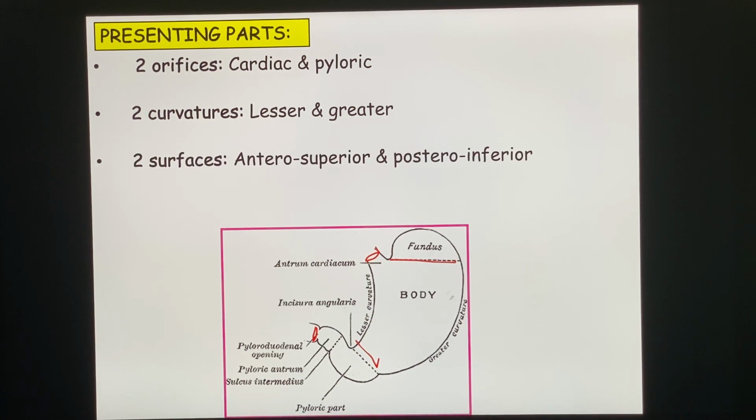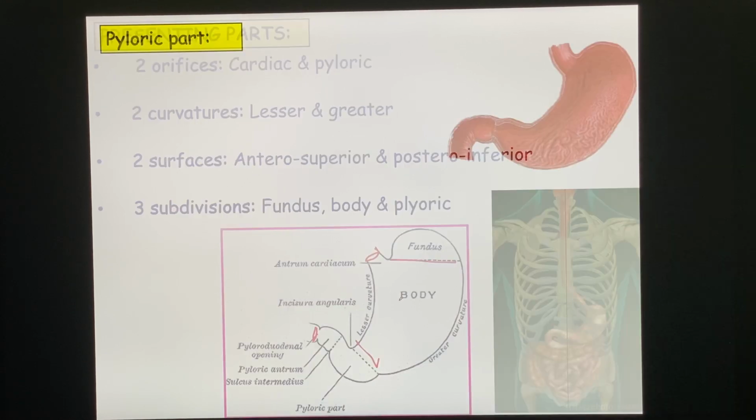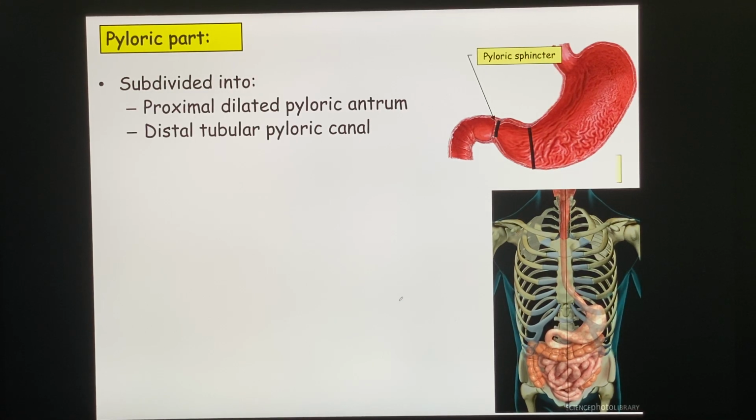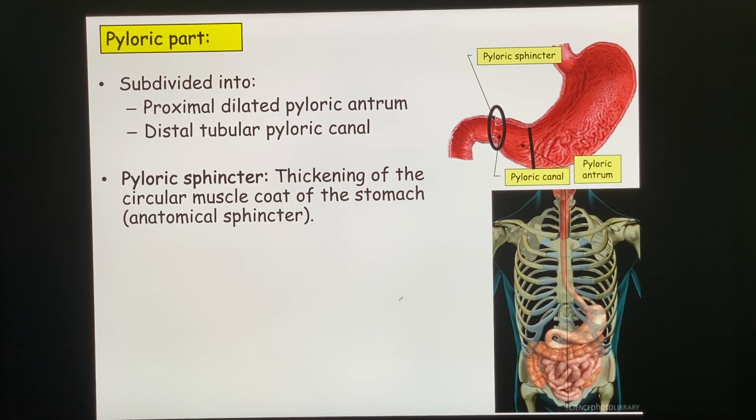Two surfaces: this part we call the anterior superior surface, which is actually related to the anterior abdominal wall and a few of the viscera, and then the posterior surface, or the posterior inferior surface. Subdivisions we already mentioned, so you don't need to know more about all these structures. Here at this point, we call it the pyloric sphincter.